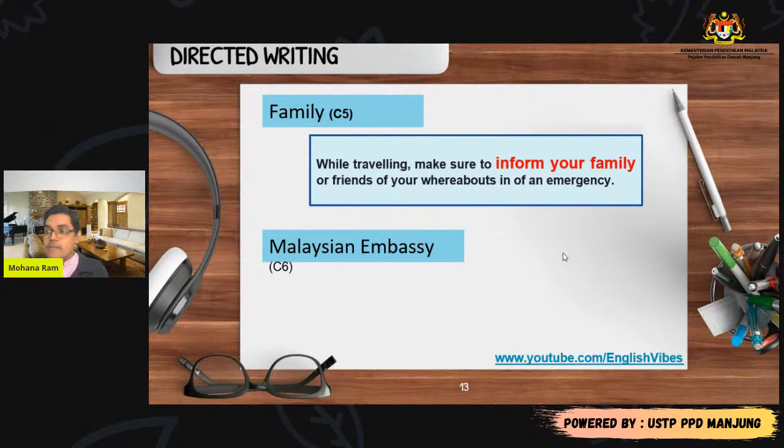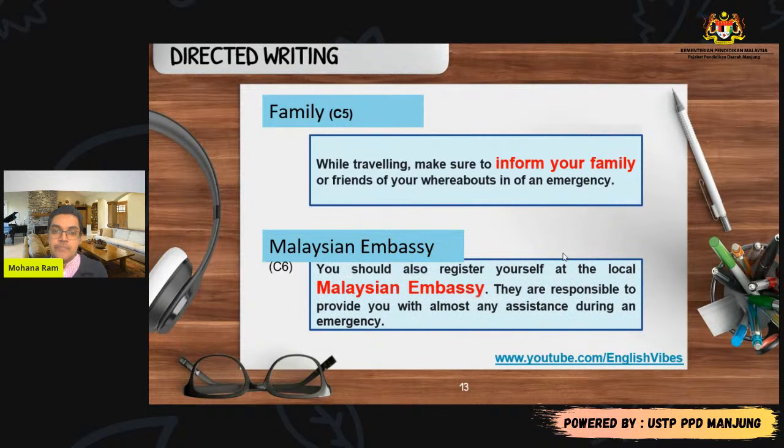All right, let us look at the Malaysian Embassy. You should also register yourself at the local Malaysian Embassy. They are responsible to provide you with almost any assistance during an emergency. Now you see, one sentence for this point uses the main idea, and another sentence elaborates the idea. Enough. Or if you want to write another two sentences, no problem. But what can you add about the embassy?